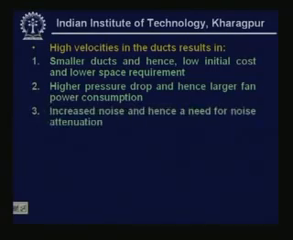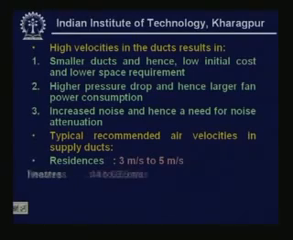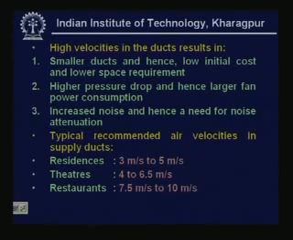In addition to this, due to high velocities there will be increased noise, hence high velocity air duct systems require noise attenuation. So, these are the effects of high velocities. The typical recommended air velocity in supply ducts are as follows. For residences, normally the velocities are between 3 to 5 meter per second, and in theatres the velocity is between 4 to 6.5 meter per second, whereas in restaurants it can be between 7.5 meter per second to 10 meter per second. As I said, one of the important criteria for selecting the air velocity is noise.